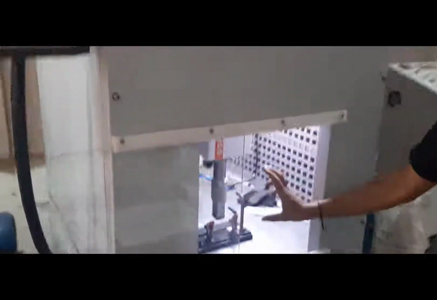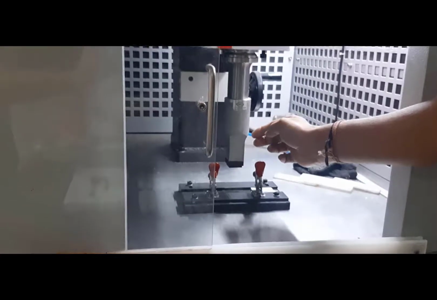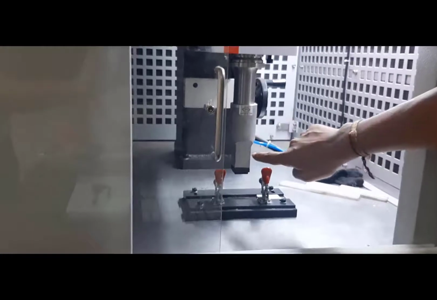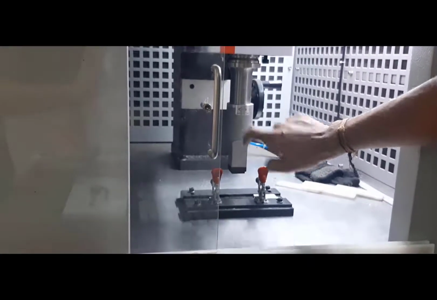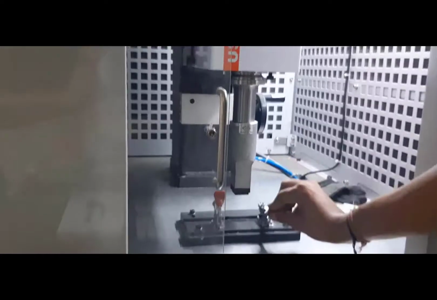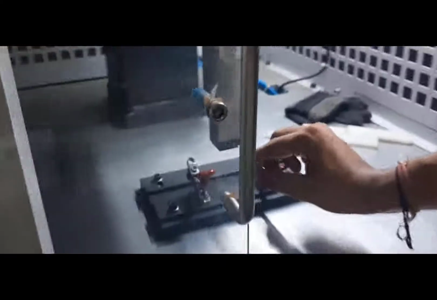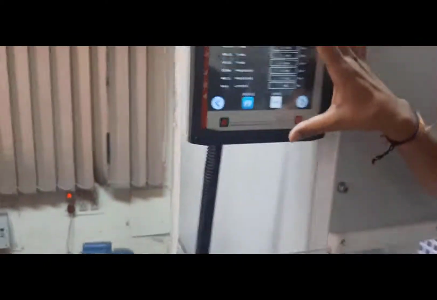Here we can see the main part of the joining process. This we call the ultrasonic horn, and this is the main heart of the machine. This horn will produce the ultrasonic vibration during the welding process. Here we can see there are two clamping arrangements by which we can clamp the samples in this particular mold. Here we can see the control panel.